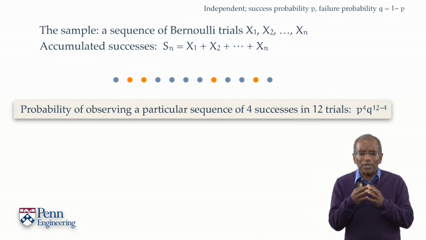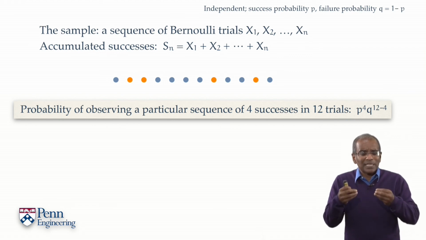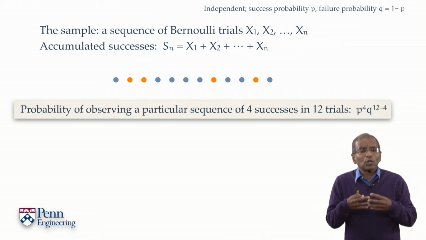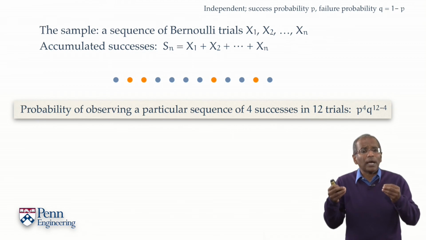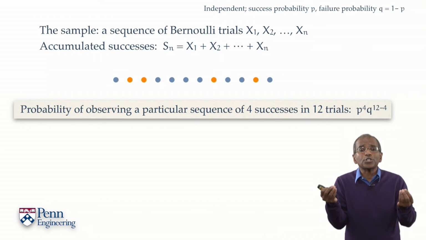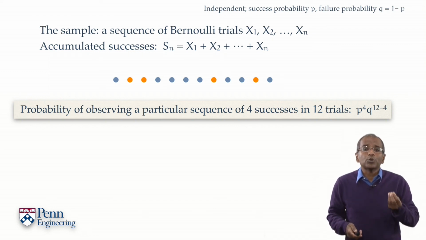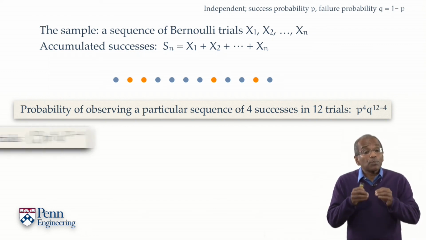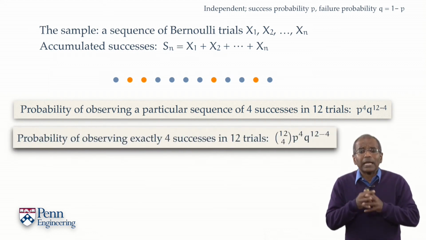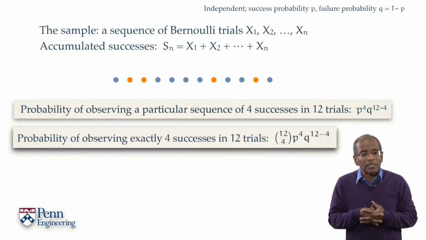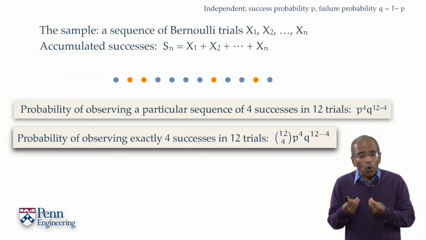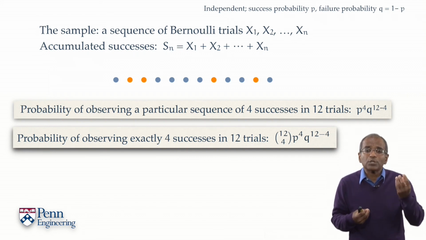This now is a purely combinatorial problem. And of course, we are very familiar with this. If the listener thinks back to the preview lectures on combinatorics, in particular Tableau 3 Part 2, we realize this is given by a binomial coefficient. The number of ways in which we can select 4 positions out of 12 is 12 choose 4. And therefore, the probability of observing exactly 4 successes in 12 trials is 12 choose 4 times p to the power 4 times q to the power 12 minus 4.